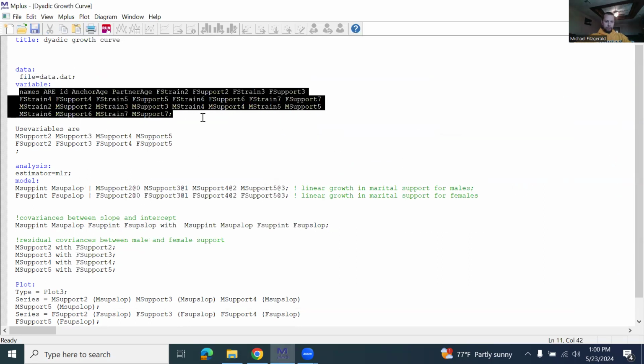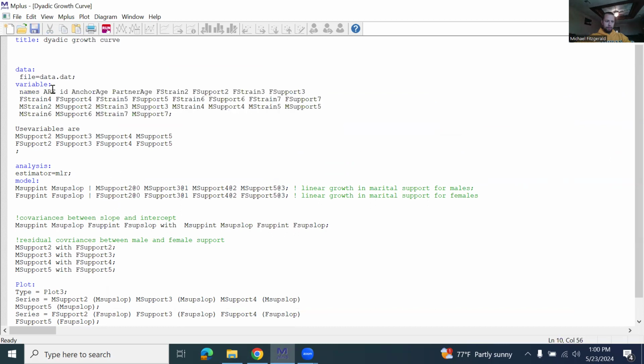So here are the variables within my data file. I have an ID variable and an age variable for each partner. We have anchor and partner. The anchor is the primary respondent within PairFam, and the partner is their spouse. So our anchor could be either a male or a female, and obviously the partner could be a male or a female, since they've recruited both males and females as the primary respondent.